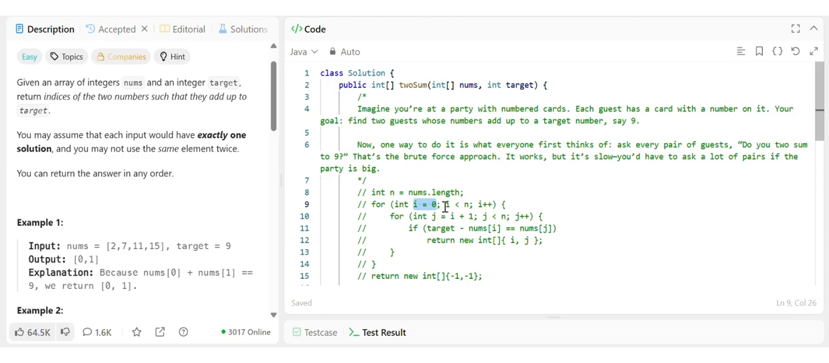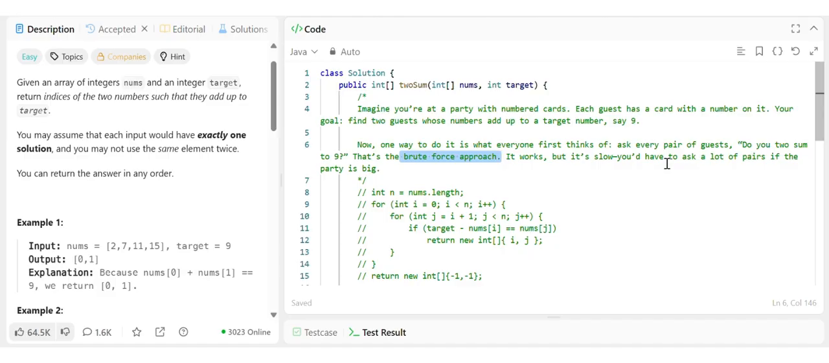In that way, first we'll pick up each guest, and then we'll call each subsequent guest to check if the numbers they have add up and match up to the target. Now again, this is the brute force approach that everyone would think, but it would be very, very slow if we have a large array.